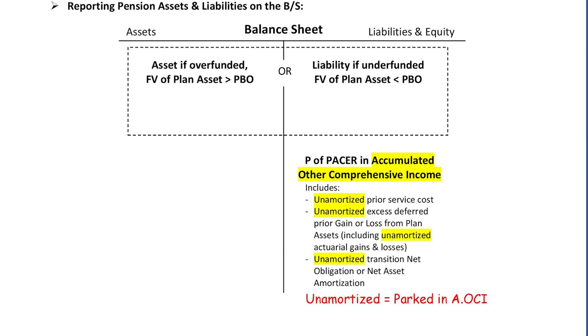We've already seen pension asset if it's overfunded, pension liability if it's underfunded. That's the number from your step number 6. So highlight asset if overfunded, circle or, and highlight liability if underfunded. So guys, on your income statement, you're going to have net pension expense for the year. On your statement of comprehensive income, you're going to have OCI for the year. On your balance sheet for pensions, you're either going to have a pension asset or a pension liability. Along with that, all the pension adjustments, all the unamortized portions, they lie in accumulated OCI.